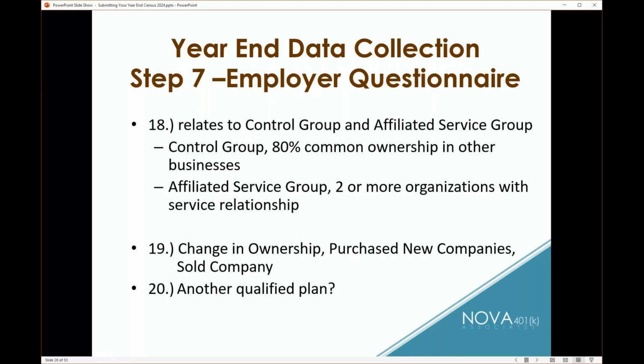Number 19 is associated with that, with the change in ownership. If any new companies were purchased or sold, then please let us know, and add that note on this step. You can add the note of businesses that were sold or purchased if we don't already know about it. And does the company have another qualified plan? We ask this question when the plan first comes to Nova and first gets created. But over the years, if they open up another plan, not with Nova, because we don't administer that type of plan, we do need to know these things, because it could affect how the test is done for the plan.